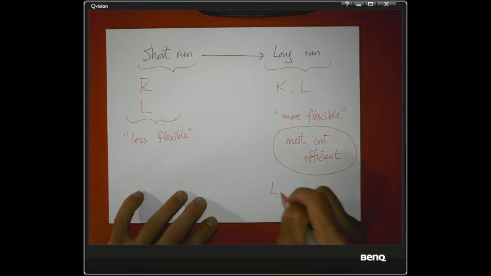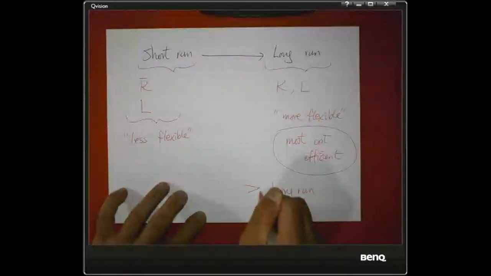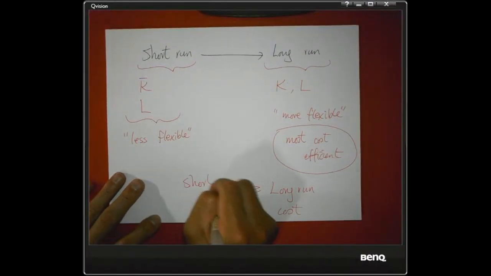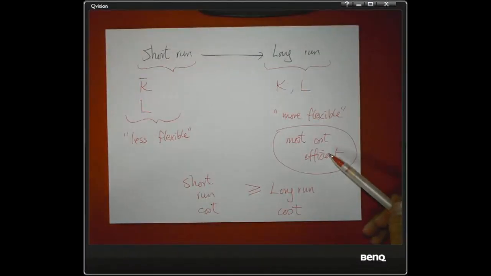In other words, the long run cost must be less than or at most equal to the short run cost. Because in the long run, you are more flexible. When you are more flexible, you should be able to reduce the cost increase more than what you can do in the short run.